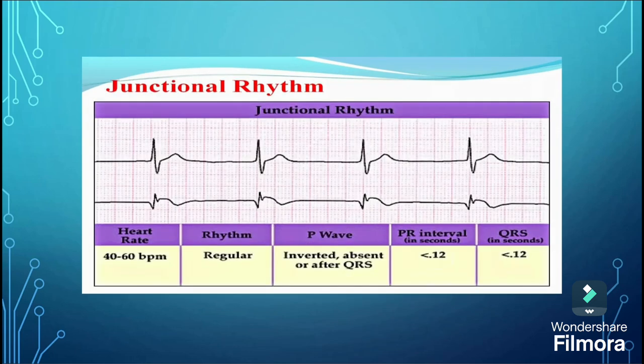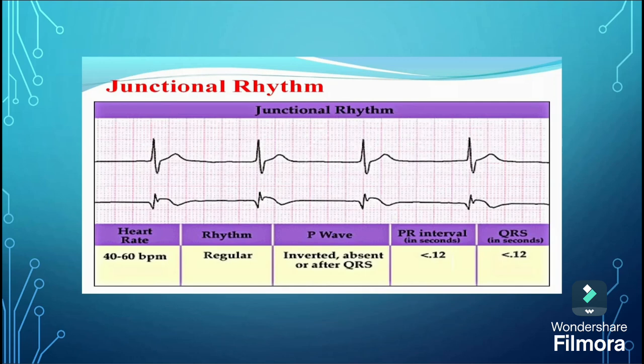Junctional rhythm. So junctional rhythm, here you can see the heart rate: 1, 2, 3, 4, 5, 6. So 300 divided by 6, again it is between 50 to 60. Rhythm is regular. Can you see P waves here?